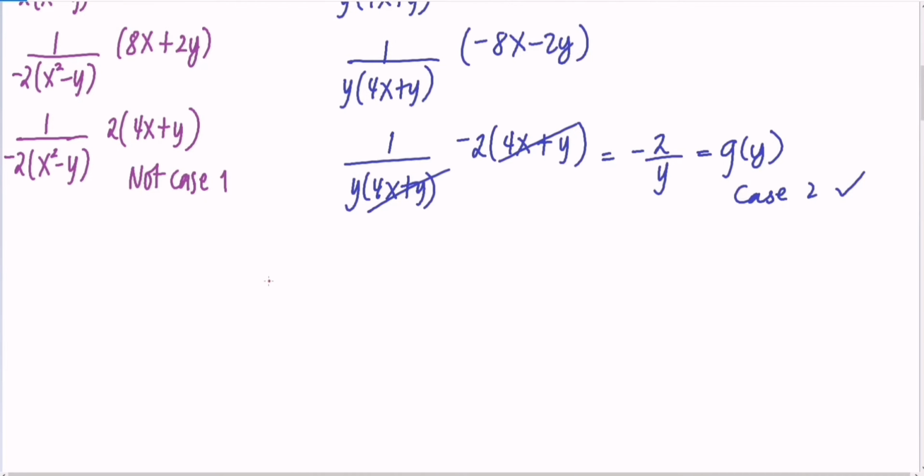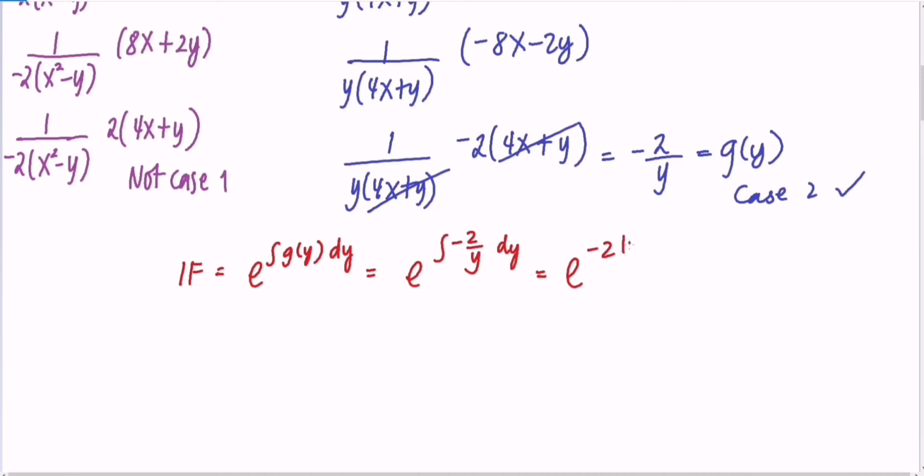Okay, let us now get the integrating factor of case 2. So, kapag case 2 tayo, ang integrating factor natin is e raised to the integral of g of y dy. So, we will have e raised to, ano ba yung g of y natin? Nakuha natin, negative 2 over y dy. So, integral na natin yung exponent na yan. So, e raised to integral of negative 2 over y dy is negative 2 ln y. So, log property tayo. Yung negative 2 na yan, pwede nating iakyat doon sa exponent ng y.